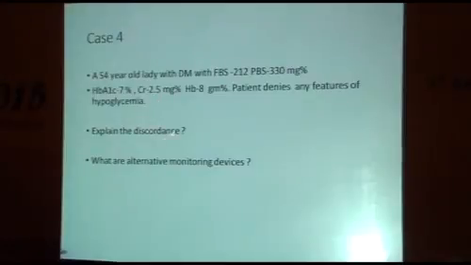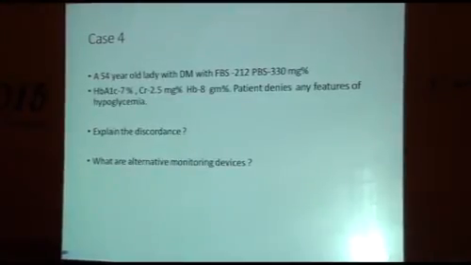Okay, so the ideal would be monitoring with just capillary blood glucose, or there are other alternatives. The modalities of fructosamine and glycated albumin have been advocated, but those have not been standardized. They are also not recommended.